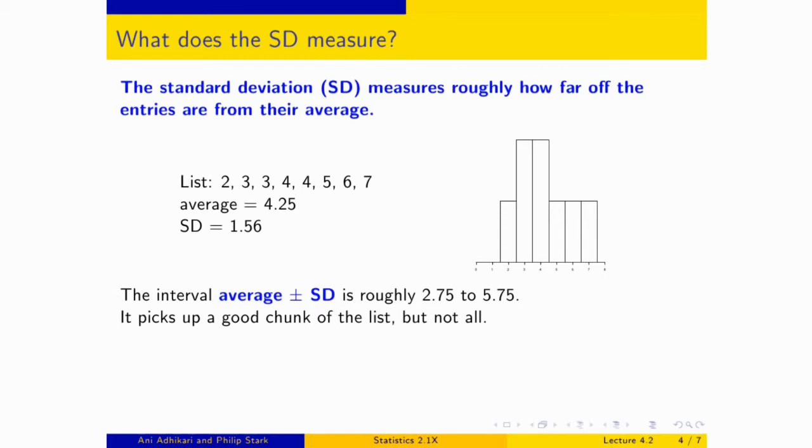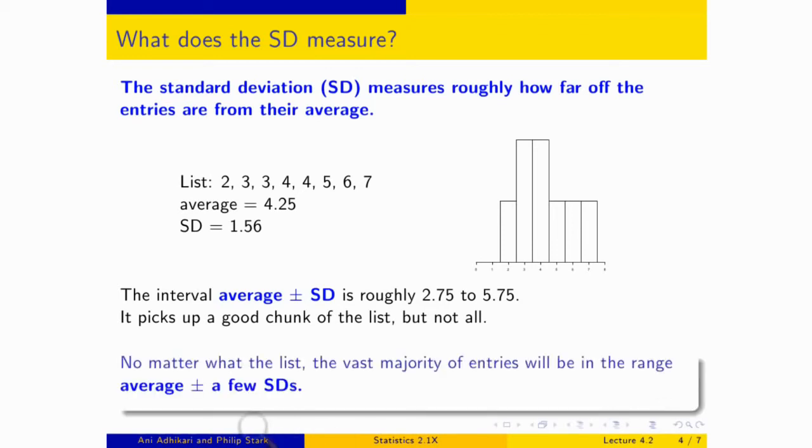But what is interesting and makes the SD powerful is that no matter what the list, if you walked a few more SDs, so if you started at average and walked 2 SDs on either side, you would pick up a huge chunk of the list. In the case of this list, you'd pick up everything because you would be starting at 4.25 and essentially walking 3 units on either side. So you would go from 1 and a bit to 7 and a bit, and you'd pick up everything. No matter what the list, if you start at the average and walk a few SDs on either side, so say 2, 3, at the most 4 SDs on either side, you will pick up the overwhelming majority of the list.